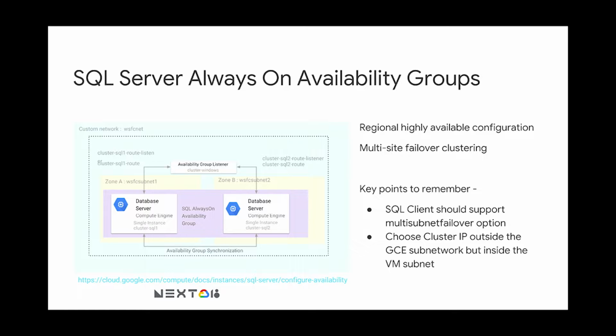It gives you a regionally highly available configuration. You can keep your SQL nodes in 2 different zones in the same region, or you can have them cross-region. The good thing about this is it's a multi-site failover cluster solution, and you really don't need a load balancer for it. So if you look at the documentation that we have, with just some simple networking rules and routing, you can actually have this set up really quickly. We have a simple click-to-deploy template. So if you go to our cloud marketplace and search for SQL Server Always On availability groups, you will see a template, and with one click, you can actually deploy this and test it out.